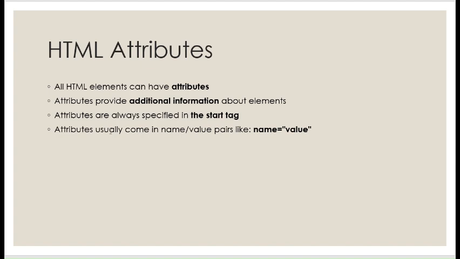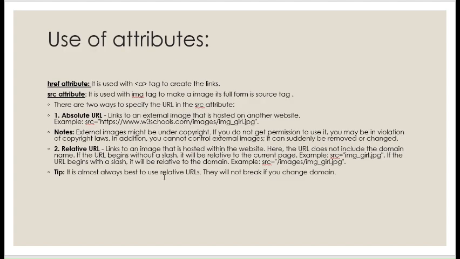Attributes consist of two parts, name and value. They come in a name/value pair, like name equals value in inverted commas. Next, let us talk about the use of attributes. Do you know what the use of attributes is? So let's learn about different attributes and their uses.